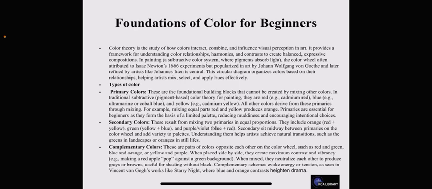Now we have the different types of color that we'll be looking at: we have the primary colors, we have the secondary colors, we have the complementary colors. Now the primary colors are seen as the foundational building blocks that cannot be created by mixing other colors. So they are the basic colors. In traditional subtractive color theory for painting, we have red, blue, and yellow. So all other colors are derived from these primaries through mixing.